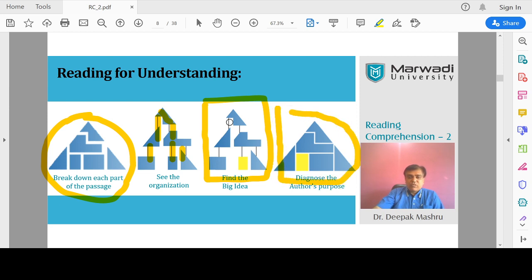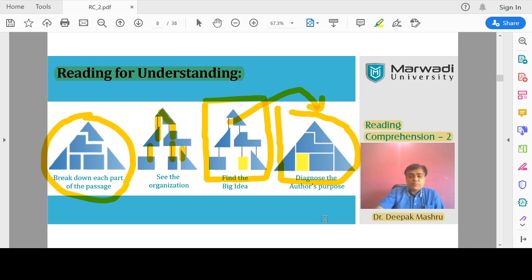So once you find out the big idea, it will be easy for you to understand the purpose of the author. And mind it, this is a very common type of question which is asked in exams. In any reading comprehension passage, what is the author's purpose? What does the author infer? Or what is the idea of the author in writing this? So these kinds of questions will definitely be there in the exam. So it is good for us to understand this.